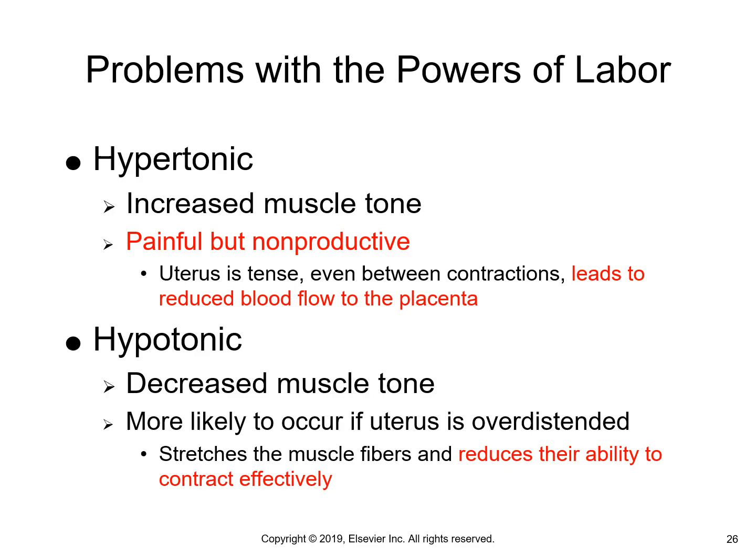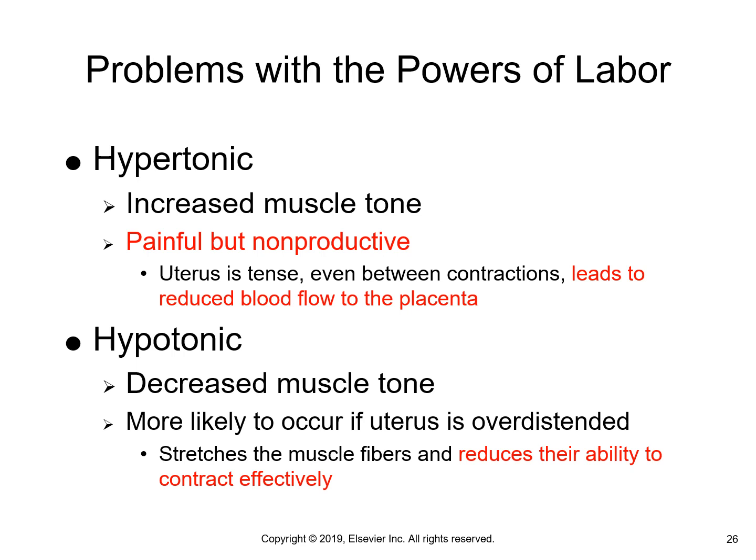Okay, let's talk about muscle tone. This is what helps with the contractions during labor. So there might be some problems with what we call the powers of labor, or the contractions. We have hypertonic and we have hypotonic. For hypertonic, there's an increased muscle tone. The contraction itself is painful, but it's non-productive. It's actually not helping with the normal process of labor.